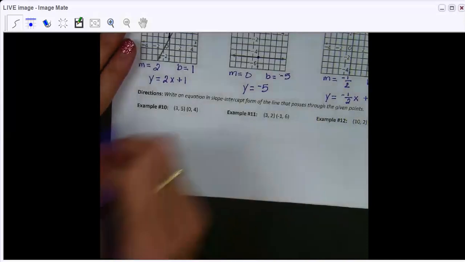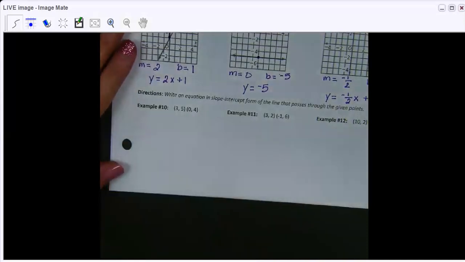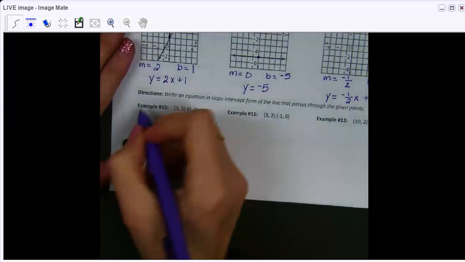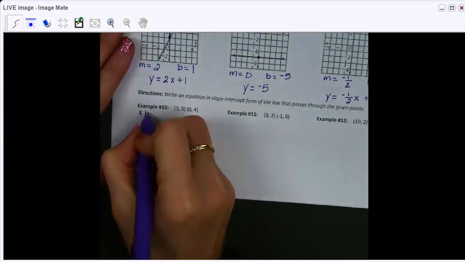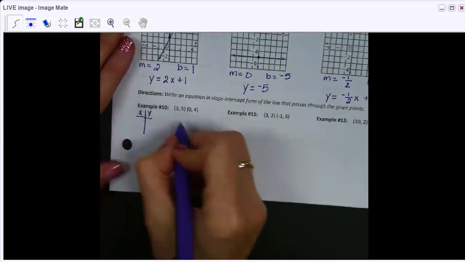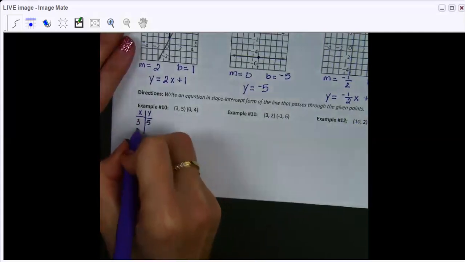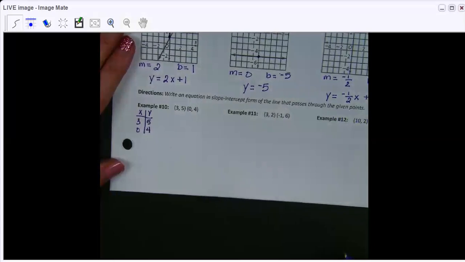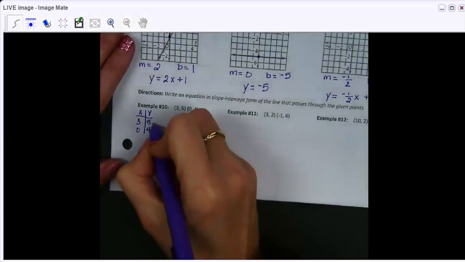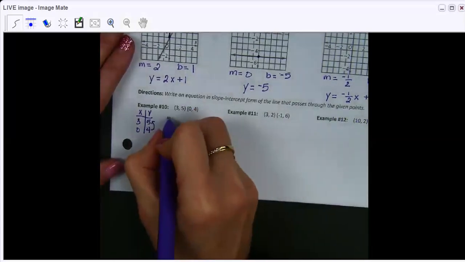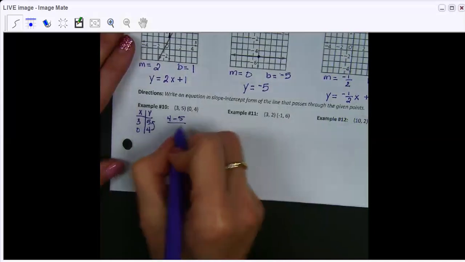Okay, so I'm going to go ahead and write my table, but if you don't need it, you don't have to use it. So I just put my x and my y, and then I plug my 2 ordered pairs in there. And I do y2 minus y1, and x2 minus x1.